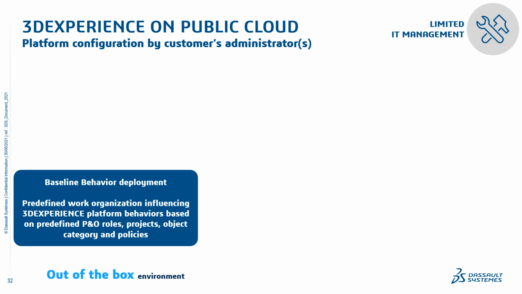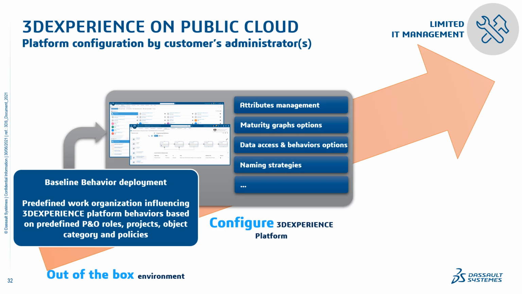behavior. Out of the box, the customer can manage data access or P&O, that means manage community, dashboard, collaborative space, and access rights to them. In addition, the customer's administrator belonging to the customer staff can configure the company tenant. This can be data model attributes management, for example, adding some attributes to an existing data model. This can be the modification of an existing maturity graph or adapting data access and behavior options upon expected business processes.